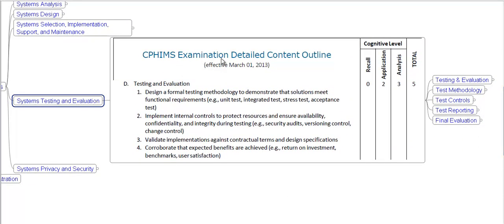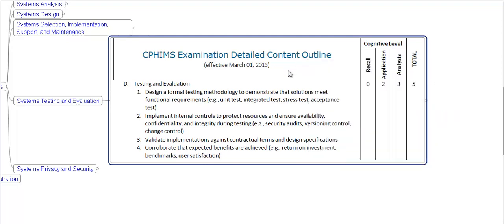Based on the CPHIMS examination detailed content outline, CPHIMS aspirants are required to study the following topics. First, design a formal testing methodology to demonstrate that the solution meets functional requirements, for example, unit test, integrated test, stress test, acceptance test. Second, implement internal control to protect resources and ensure availability, confidentiality and integrity during testing, for example, security audits, versioning control and change control.